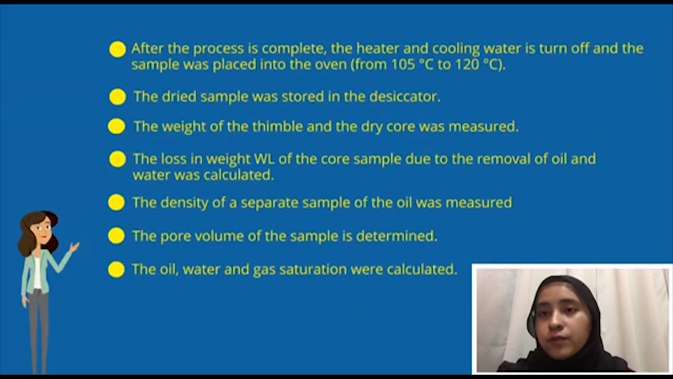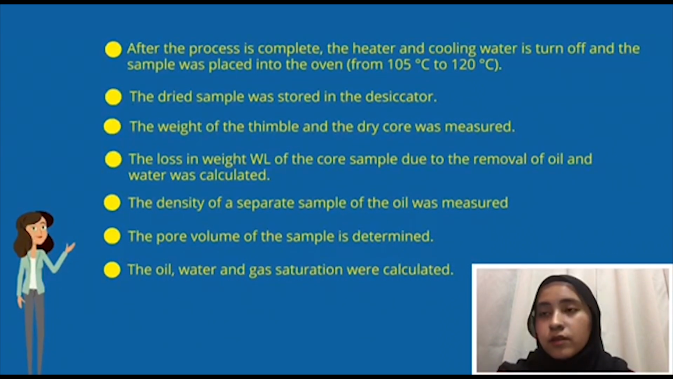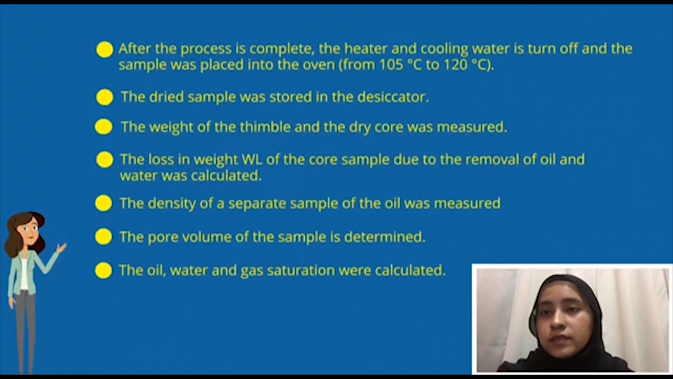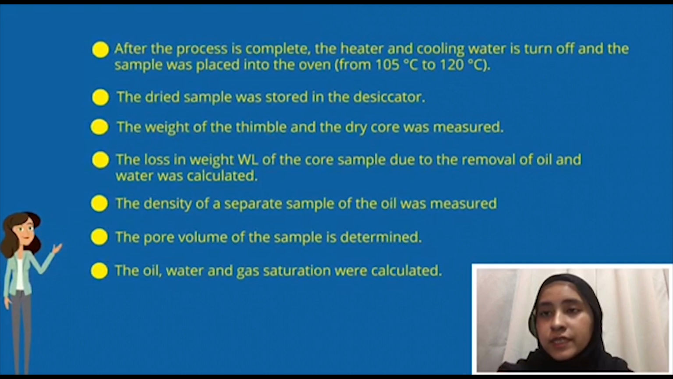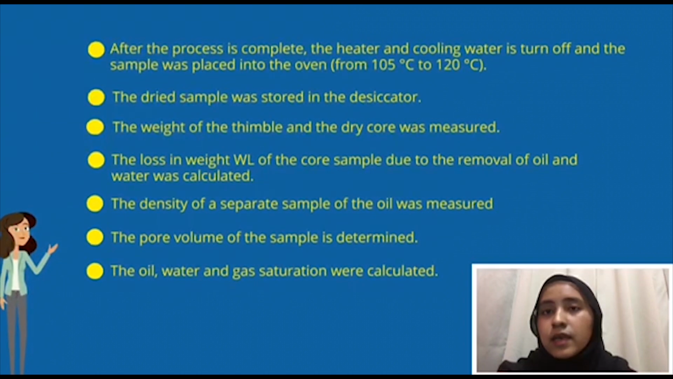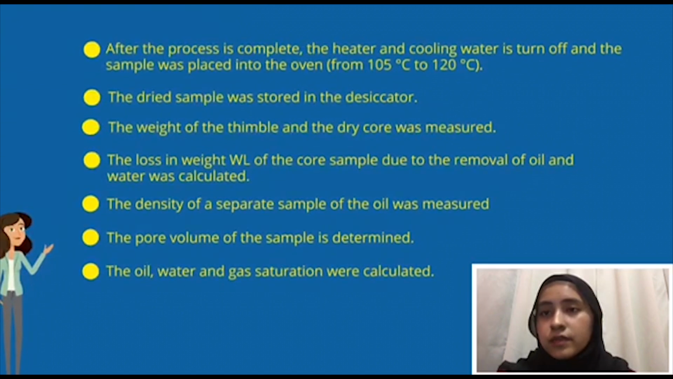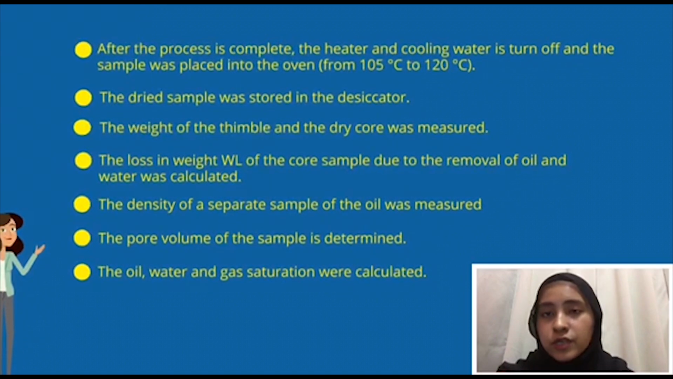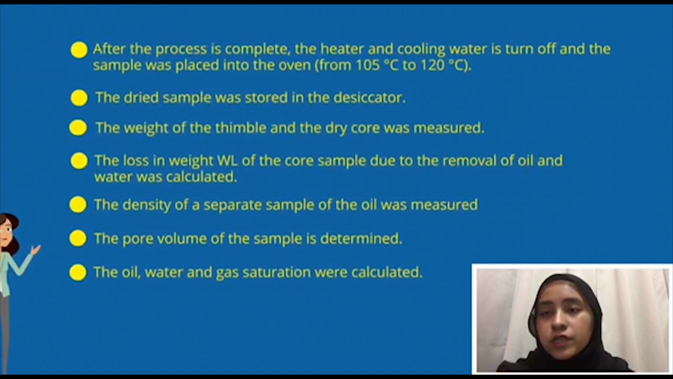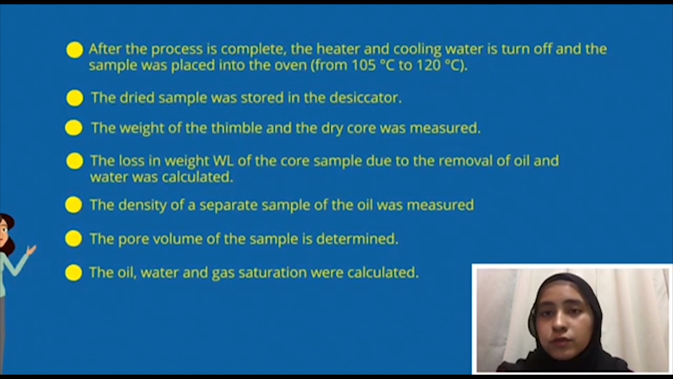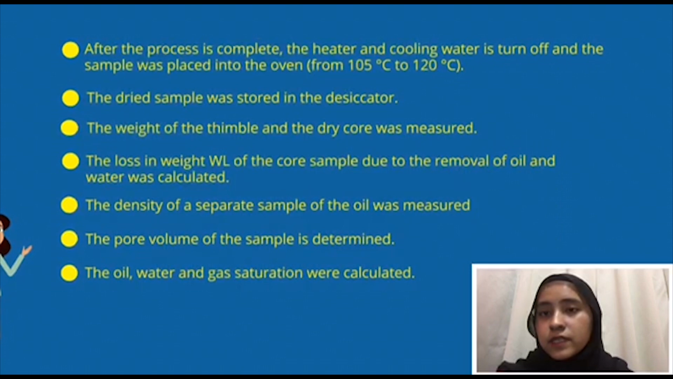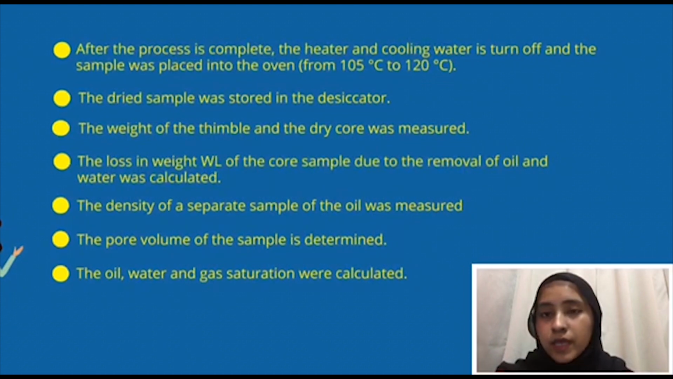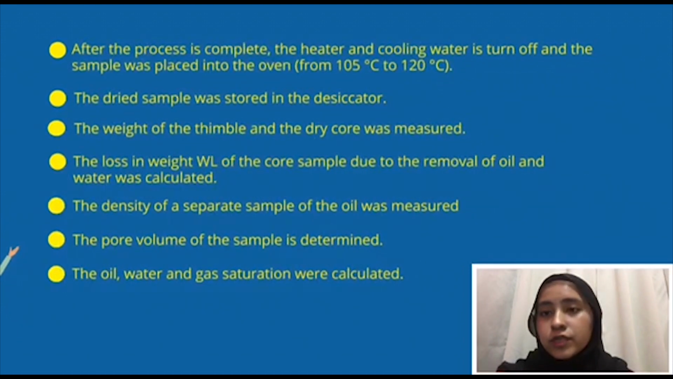After the process is complete, the heater and cooling water are turned off and the sample was placed into the oven, at a temperature from 105 degrees Celsius to 120 degrees Celsius. And the dried sample was stored in the desiccator. The weight of the thimble and the dry core was measured. The loss in weight of the core sample due to the removal of oil and water was calculated, and the density of a separate sample of the oil was measured, and the pore volume of the sample is determined. Lastly, the oil, water and gas saturation were calculated.